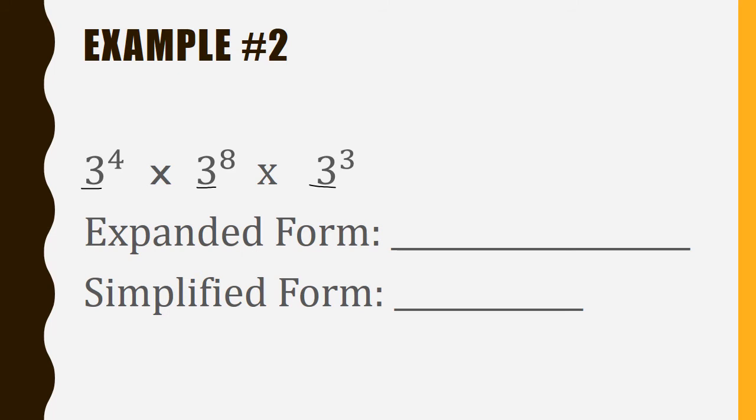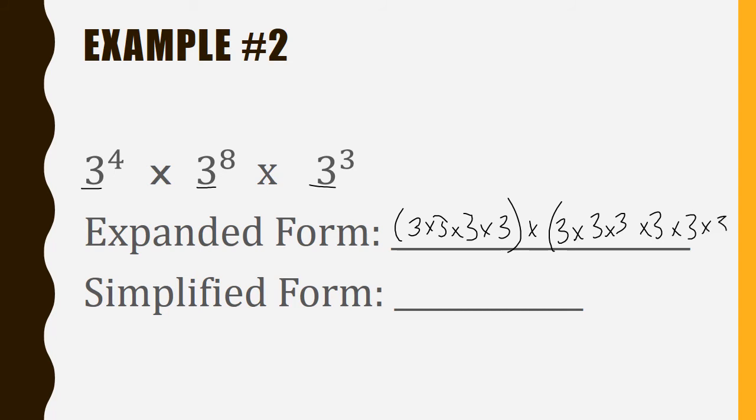So I have 3 to the fourth, which is 3 times 3 times 3 times 3. Sorry, it's 3 to the fourth, so we need 4 3s, which is being multiplied with 3 to the eighth, so 1, 2, 3, 4, 5, 6, 7, 8, which is also being multiplied with 3 to the third.